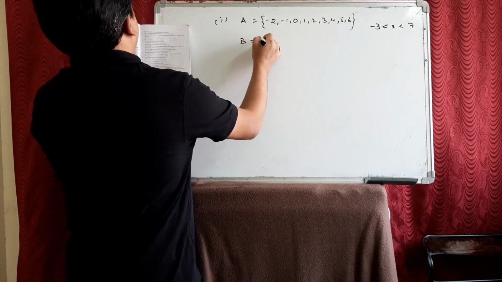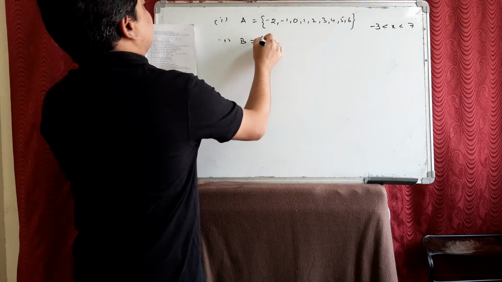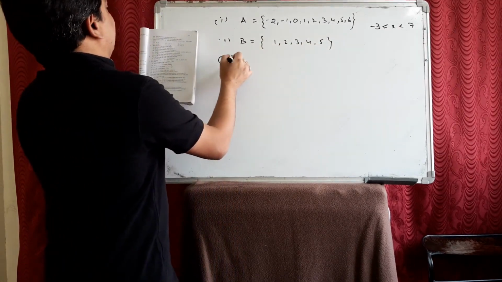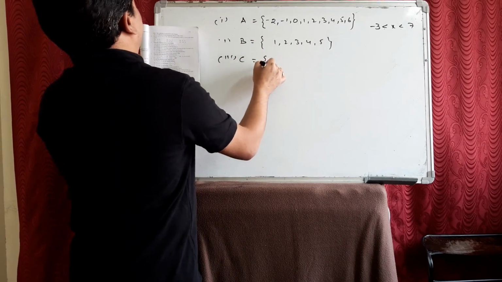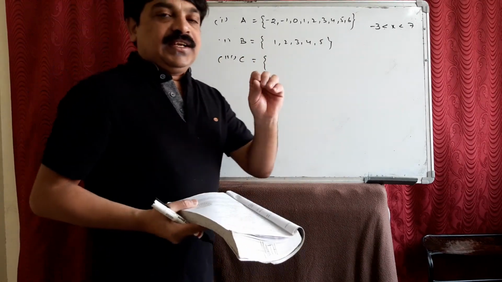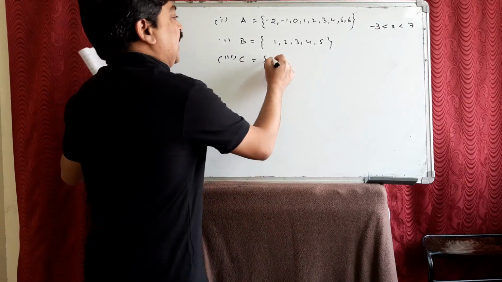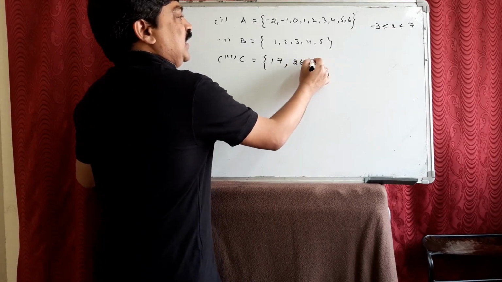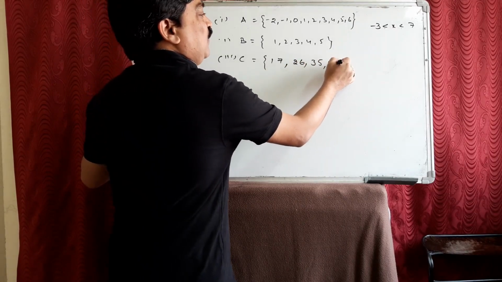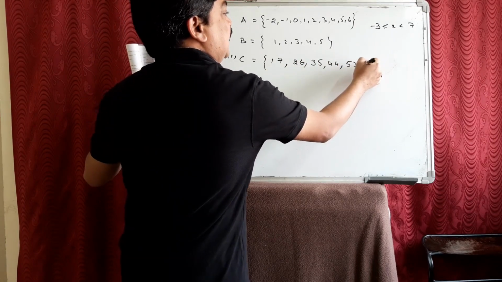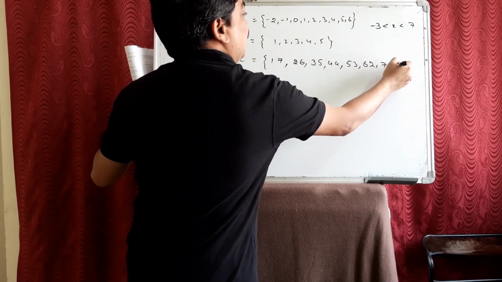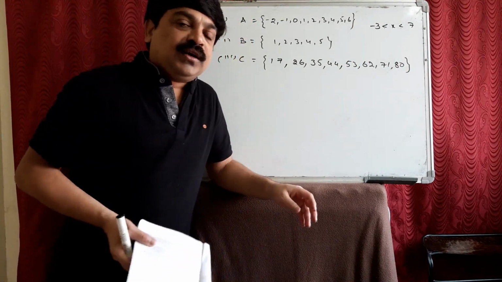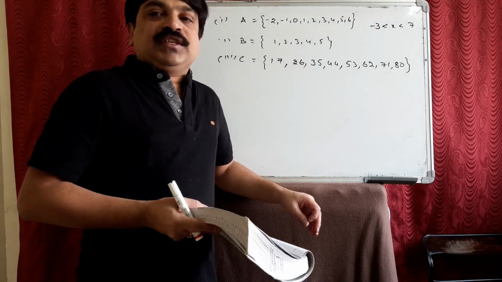B. Second one. Natural numbers less than 6: 1, 2, 3, 4, 5. That's it. Third one, C. A two-digit number such that the sum of the digits is 8. Like 17, 26, 35, 44, 53, 62, 71, also 80. We forgot to write 80. But 08 we should not write because 08 is not a two-digit number.